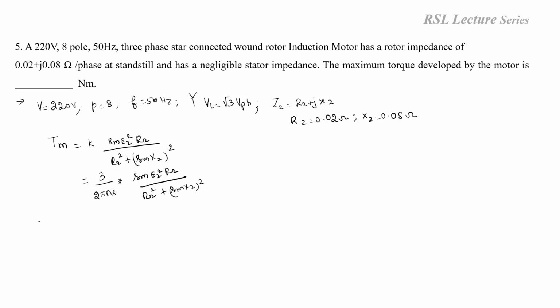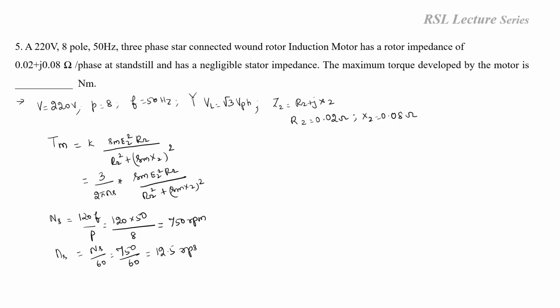First we have to find out the synchronous speed. First we'll find the synchronous speed in RPM. Ns is equal to 120 F by P, so 120 into 50 divided by number of poles P, which is 8. This will be equal to 750 RPM. Now we have to convert this into RPS, which is Ns by 60. So 750 divided by 60 will give you 12.5 RPS, revolutions per second.